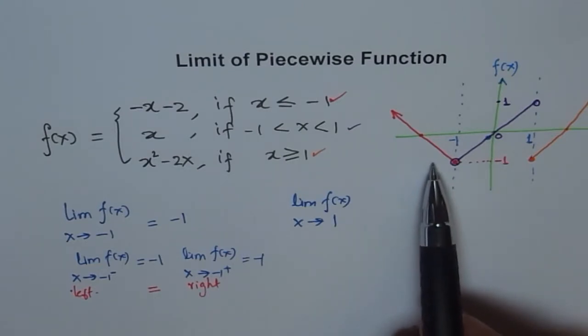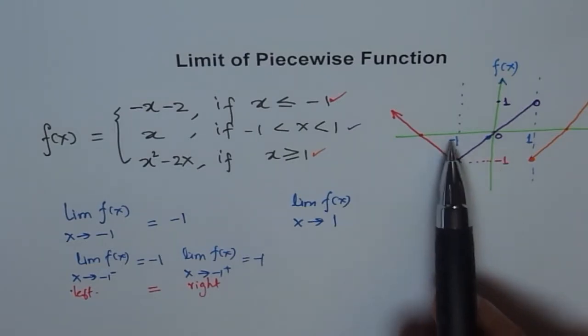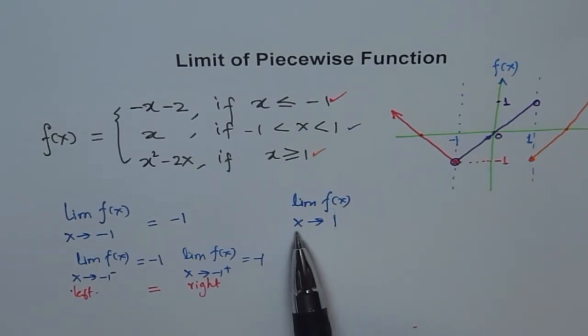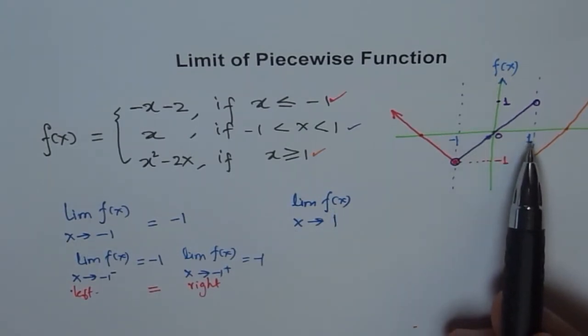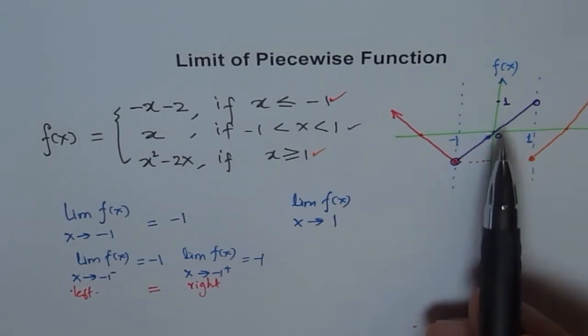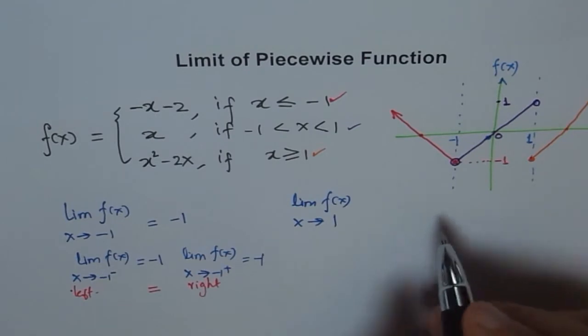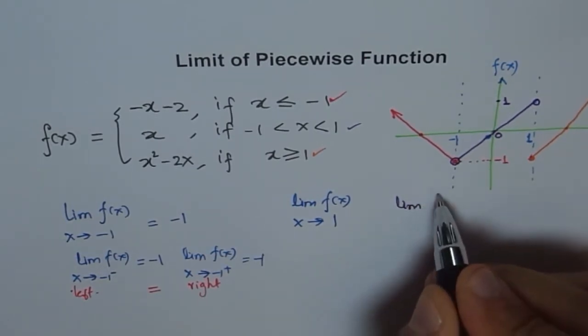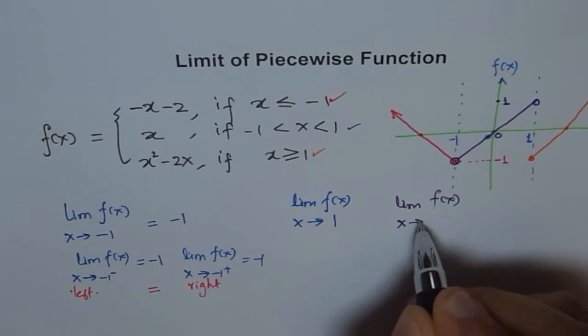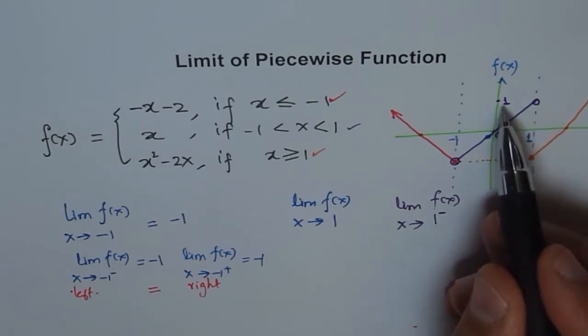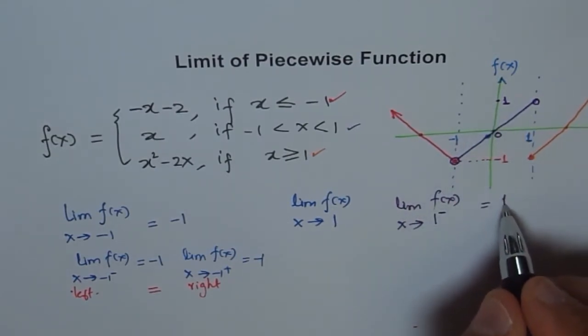So we are approaching from this side and we approach a value of -1 at x equals -1 from both the sides. Now let's try to analyze the second limit, which is the limit of the function as x approaches 1, right? We'll do the same thing here. Let's say limit of f of x as x approaches 1 this time, but from the negative side. When you are approaching 1 from the negative side, you are approaching a value which is +1, correct?